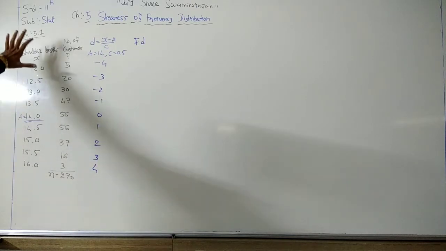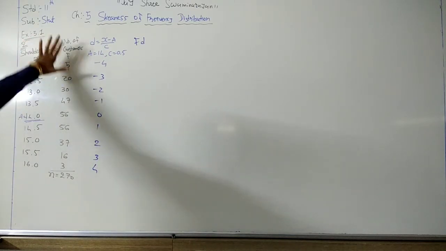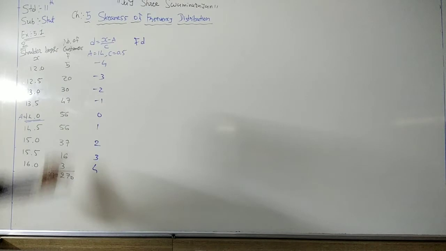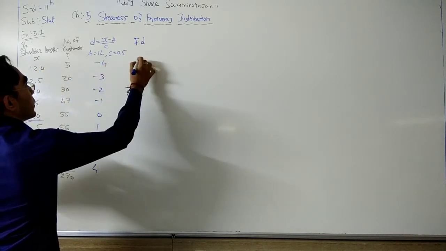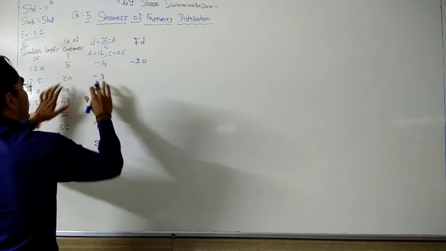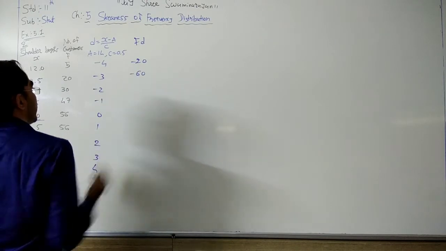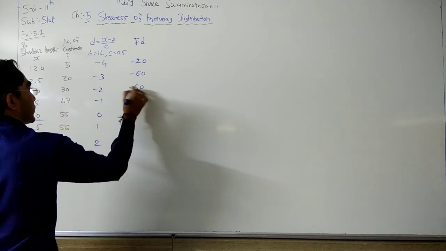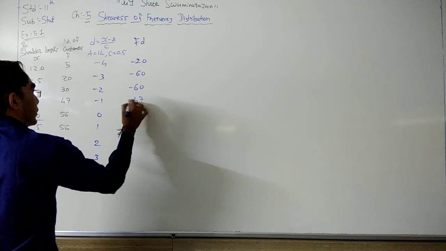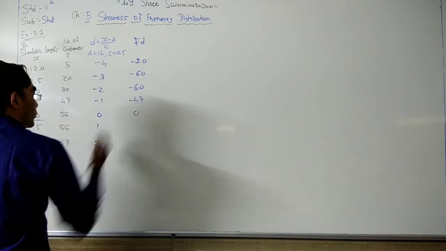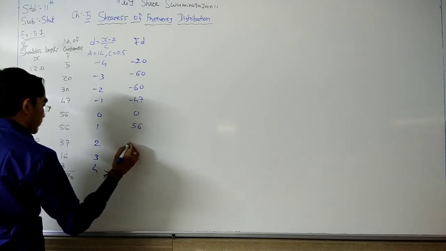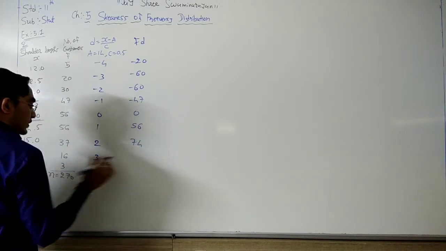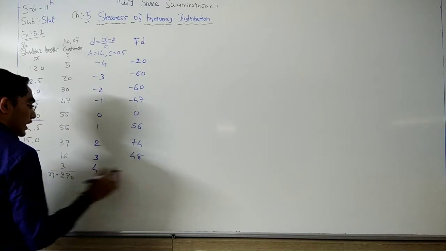Here Chevron length becomes our X, and number of customers becomes our frequency. Now F into D, F multiply D. So multiply these two columns: 5 into 4, 20; minus 20 into 3, minus 60; minus 30 into 2, minus 60; 47 ones are 47; 56 into 0, 0; 56 ones are 56; 37 into 2, 74; 16 into 3, 48; and 4 3s are 12.